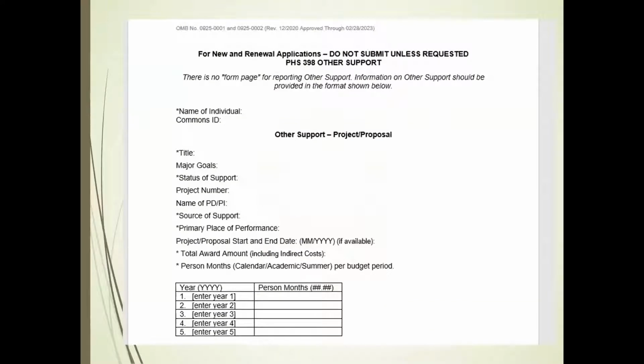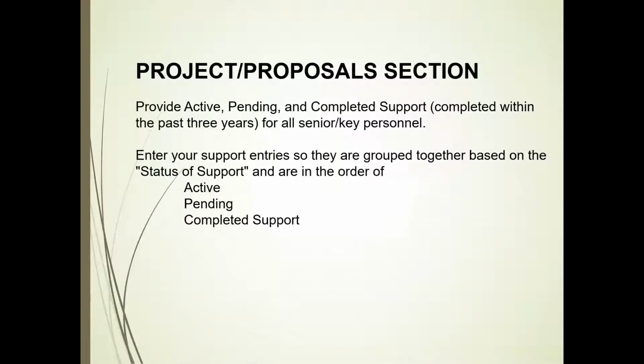So this is what the information looks like if you go to the link that's on NIH's page. You'll see it has very similar information to most current and pendings in what they're looking at. Like they want to know the title, who's providing the support, the name of the PI that's on it, how much you're getting, all that type of information. So you're supposed to provide your active, pending, and completed support within the last 3 years for all senior and key personnel, and they want it in the order of active, pending, and completed support.